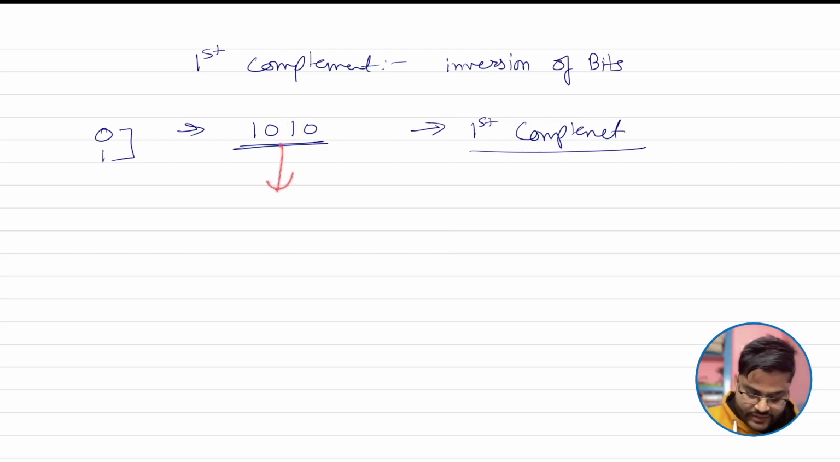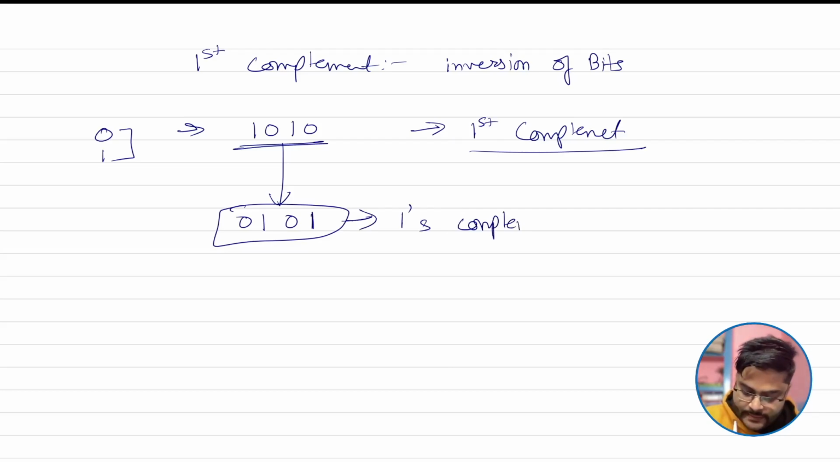So after inversion, 0 will be replaced by 1, 1 will be replaced by 0, 0 will be replaced by 1, 1 will be replaced by 0. After inverting the bits, this will be my 1's complement. Correct?